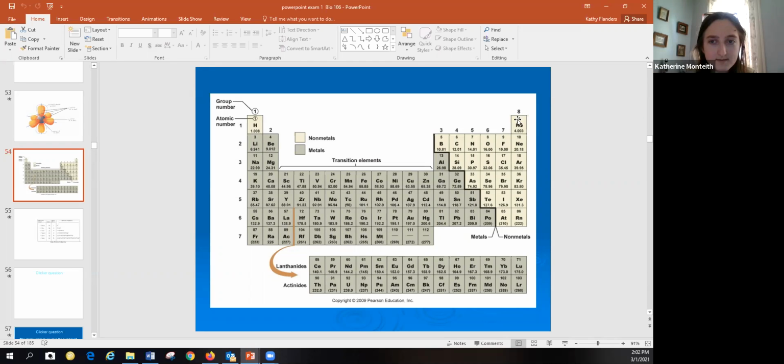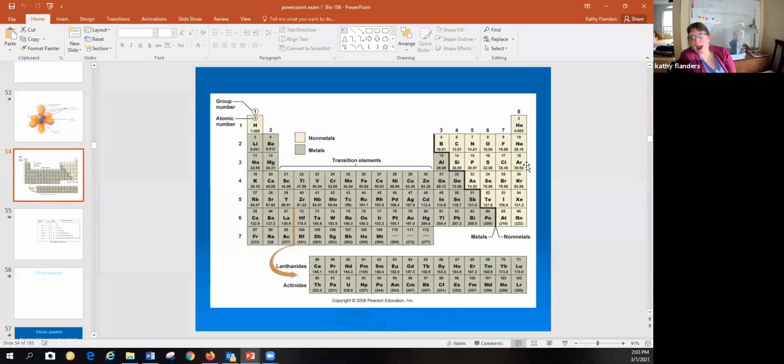Why does it want 8? Because this is a full shell. 8 electrons, with the exception of this and this, because our very first shell only holds 2 electrons. All of these across here have between 1 and 8 electrons in their outer shell.